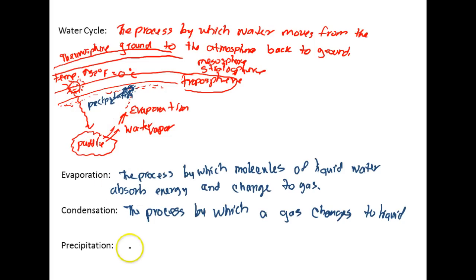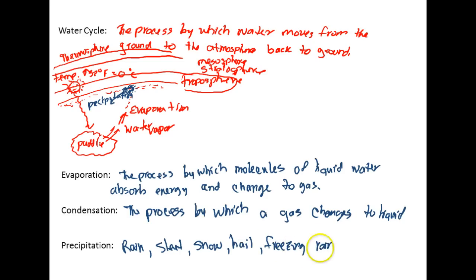And the final one is precipitation, which is rain, sleet, snow, hail, freezing rain. Any of those are examples of precipitation. And it's basically the liquid that falls back to Earth's surface.